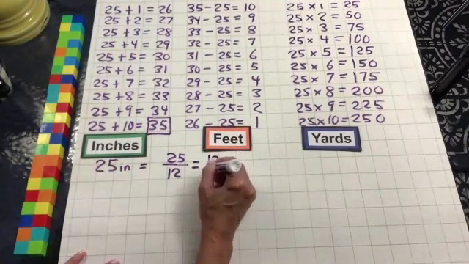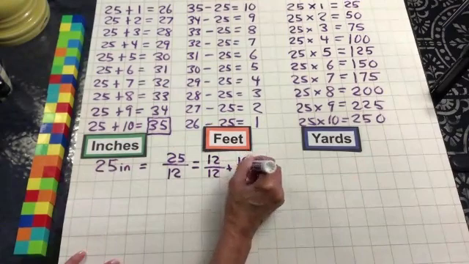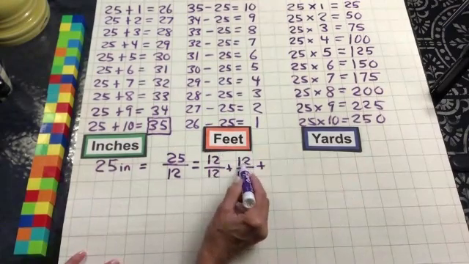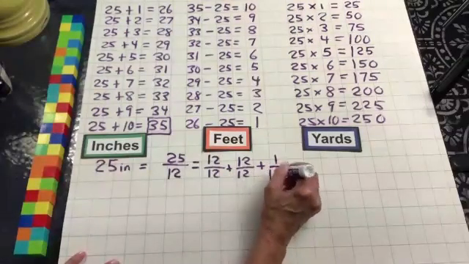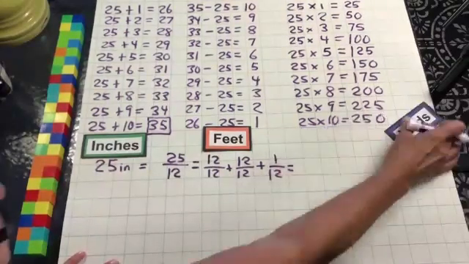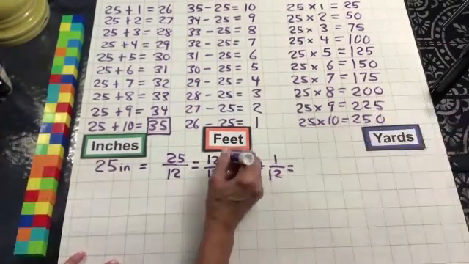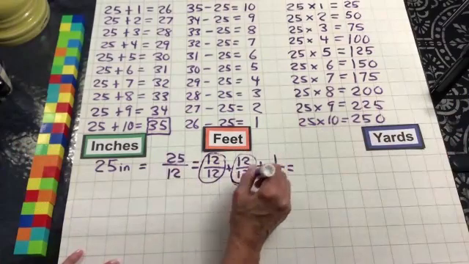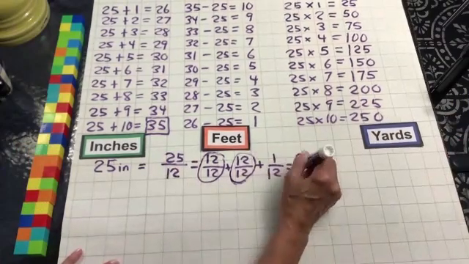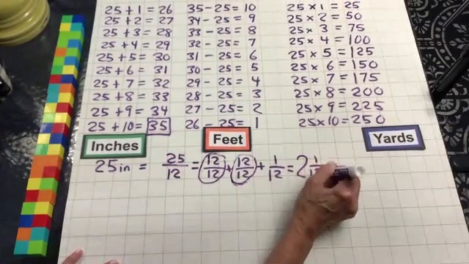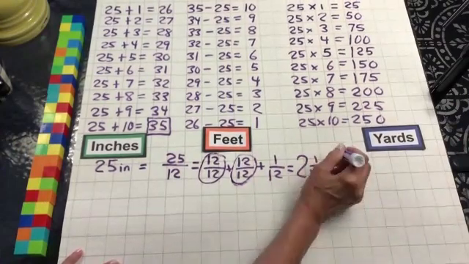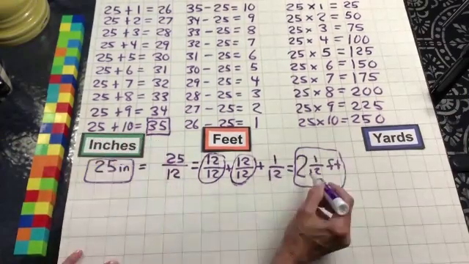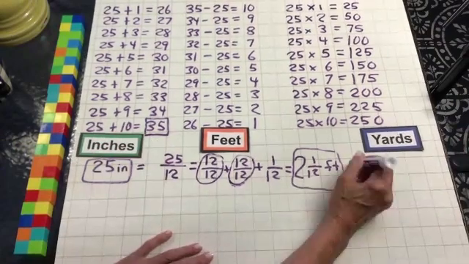So we have 12 over 12 plus 12 over 12 plus. So this so far, 12 plus 12 is 24, so we have 1 over 12. And we're going to move this yards over because we got more to do here. So we know out of the 25 inches, we can get 2 whole feet with 1/12. So we have 2 and 1/12 feet. So our 25 inches is the same as 2 and 1/12 of a foot.